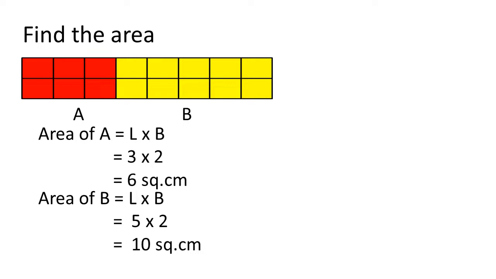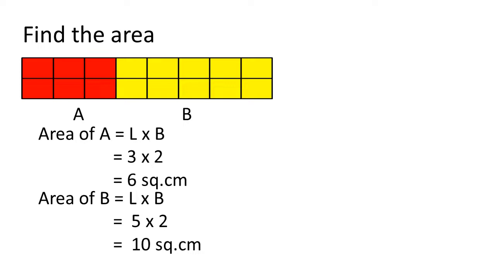So let us see. Area of rectangle A is equal to length into breadth. As you know, the formula for finding the area of any rectangle is length multiplied by breadth. So length is 3 and breadth is 2. As you know, you just have to count the squares. So length, there are 3 squares, and breadth is 2, there are 2 squares. So 3 into 2, 6 square centimeter is the area of rectangle A.